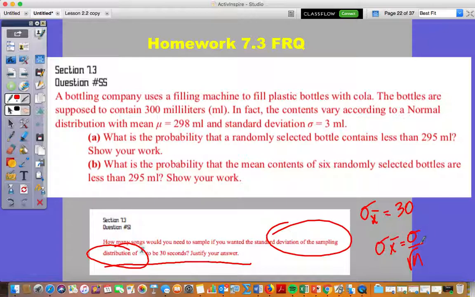You all got that? I just wanted you to see that one. I think there's one on the test like that, and I wanted you to at least see it. Okay? N equals 4.